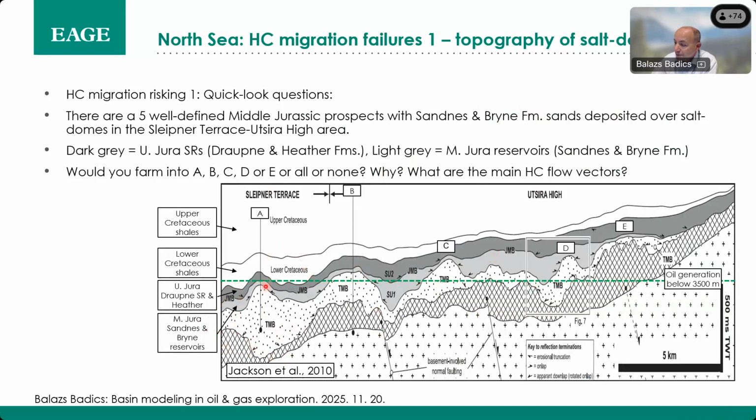And then you assume that the dark gray is the Upper Jurassic source rock, Draupne and Heather. Then this lighter gray is the Middle Jurassic reservoirs. Here it's called Tarbert and Bryne, or Hugin and Sleipner. It's time equivalent of the Brent.